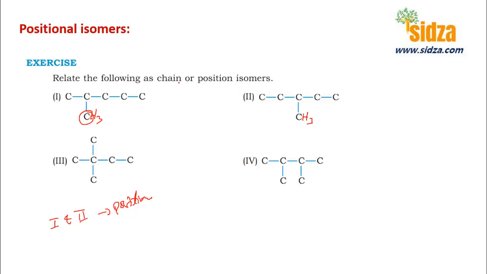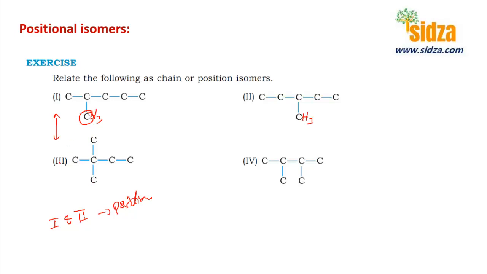In the chain isomers, we have different carbon skeletons, right? The carbon skeleton is totally different. If you compare the first with the third, the basic carbon skeleton is different. Here you have 5 carbon atoms in the main chain and one carbon as a substituent group. Here you have 4 carbon atoms in the main chain and 2 different carbon atoms attached to the second carbon.